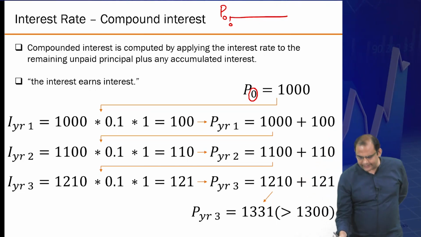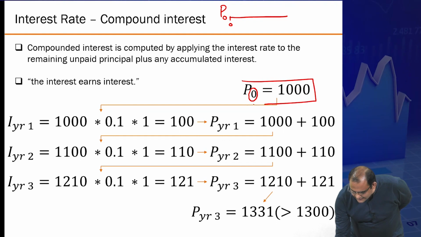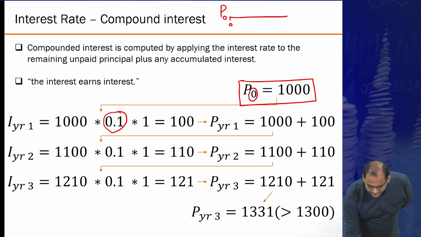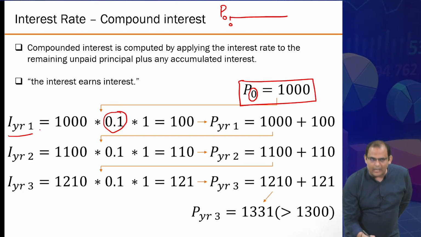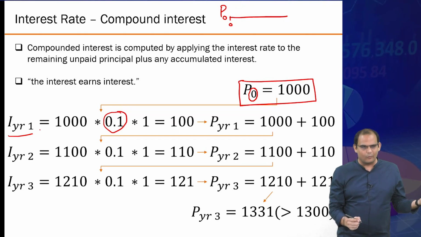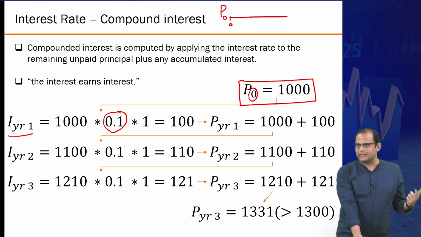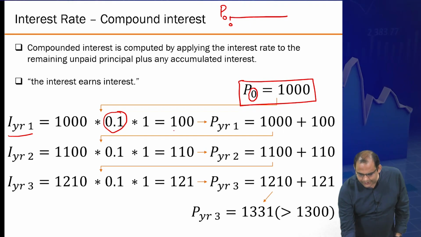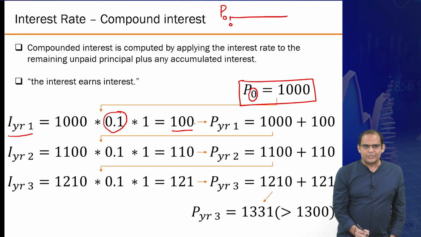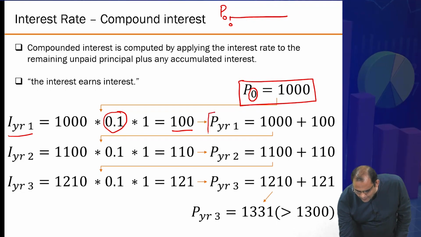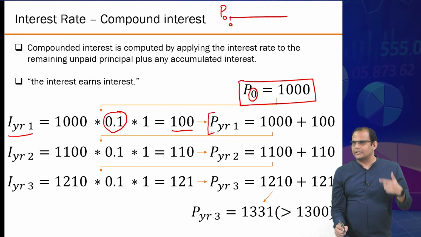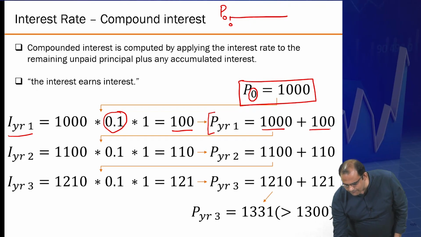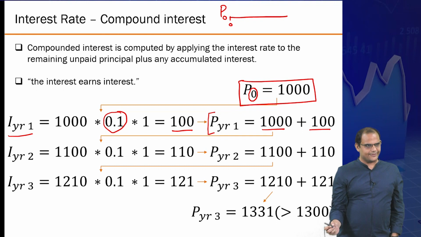So what is happening here? At time equals 0, you invested 1000 rupees. Let's say your interest rate was 10% per year. In year 1, the amount of interest that you accumulated was principal multiplied by the interest rate into the time period, which is 1 year it got invested, right? So you got 100 rupees. So the principal at the end of year 1, how much does it become? The original principal plus the interest accumulated. So that is 1000 plus the another 100 that you got for interest, right?